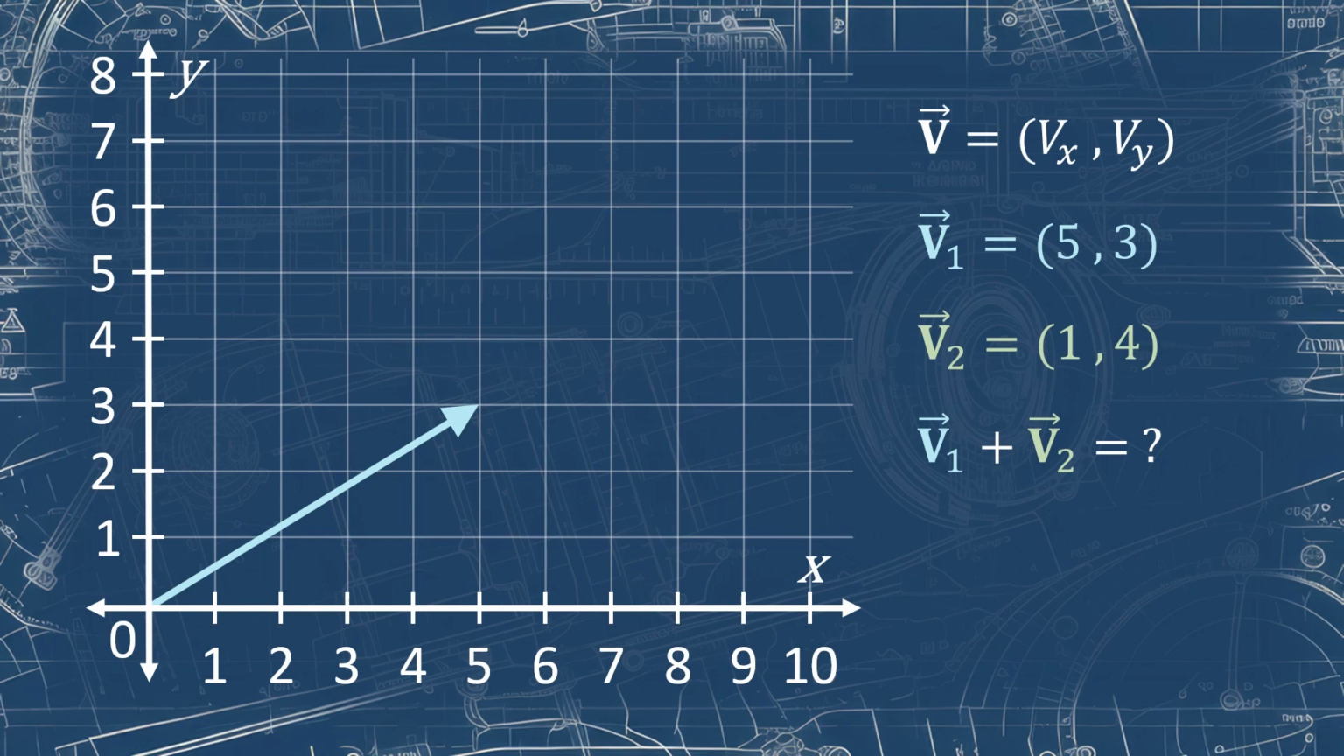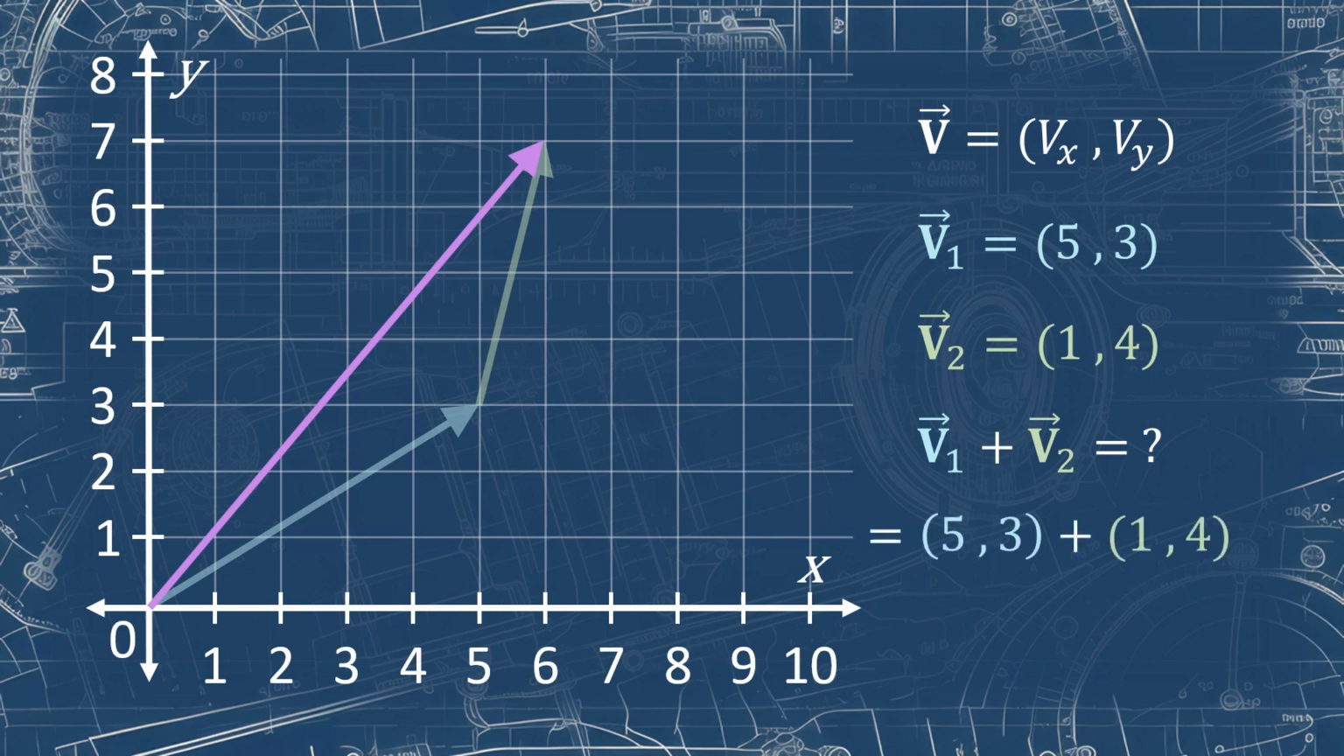This time we'll start with v1, and then from the head of v1 we will go where v2 tells us, 1 to the right and 4 up. Once we've drawn that vector, we can draw the resultant vector by starting where the first vector started, which is at the origin, and drawing an arrow to where the second vector ended, as shown in purple. The head of the purple resultant vector gives us the sum of v1 and v2 as (6, 7).